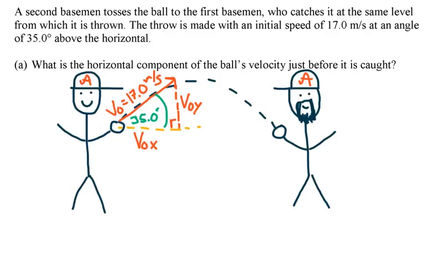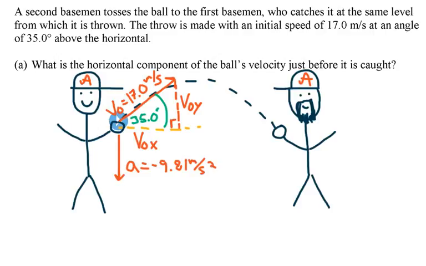Now, another piece of information that we know about this problem, even though it's not explicitly stated, is that as soon as this ball leaves the second baseman's hand, the only force acting on the ball is the force of gravity, which always points straight down. So as soon as that ball leaves the hand, your force of gravity is straight down, so that means your acceleration will be equal to negative 9.81 meters per second squared.